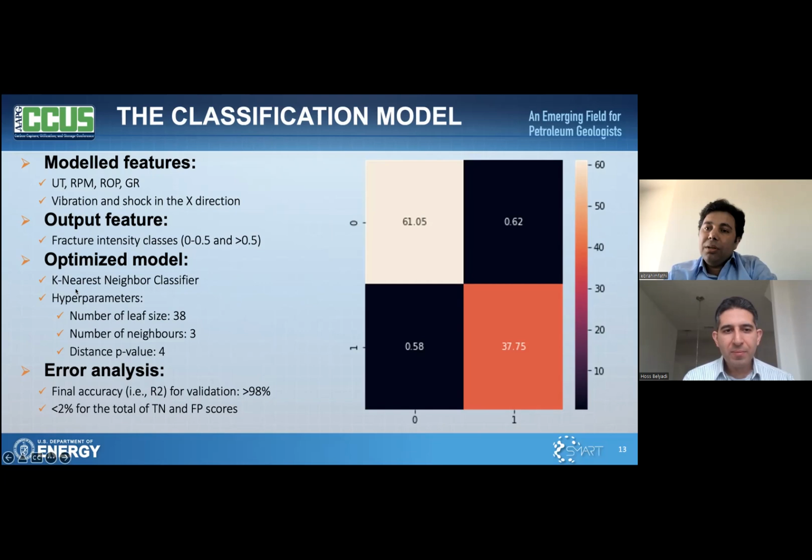The optimized model obtained from TPOT turns out to be the K-nearest neighbor with this set of hyperparameters. We got a very high accuracy model. On your input features, what does UT stand for again? That's the travel time. Okay, so you use travel time, RPM, rate of penetration, gamma ray, and also the vibration and shock, extracted from the vibration tool. Yes. Got it. These are the inputs, and the output was fracture intensity, which you did as a classification. So between 0 and 0.5 was one class, and greater than 0.5 was another class, which basically comes from the distribution of how the fracture intensity looks.